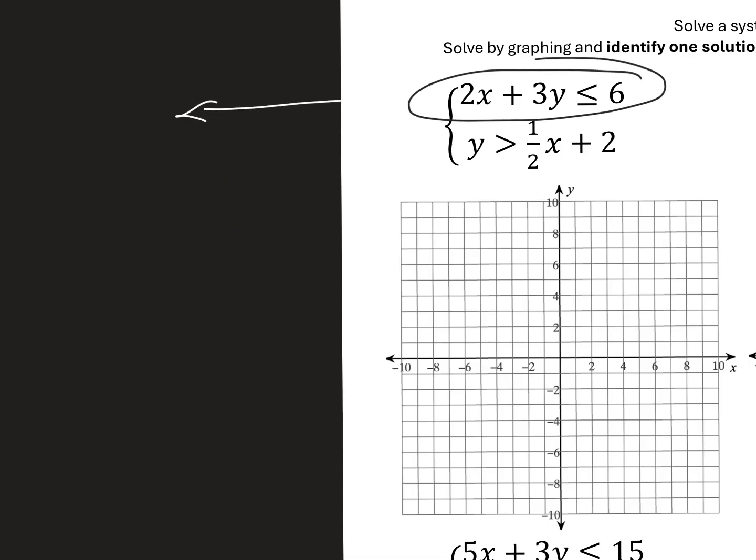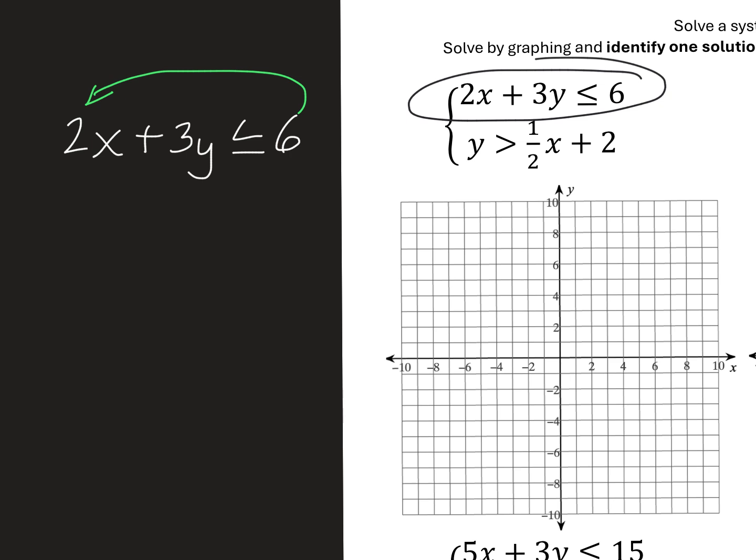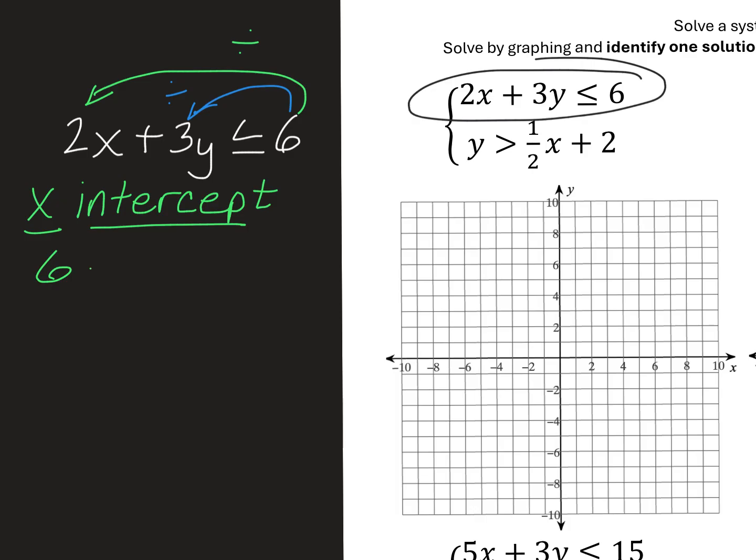So I'm going to write it over here. And because this equation features numbers that will make it very easy to do 6 divided by those coefficients, I am going to graph this inequality by intercepts. So first, to find my x-intercept, I'm going to do 6 divided by 2, because that is the coefficient in front of the x, and I get positive 3.